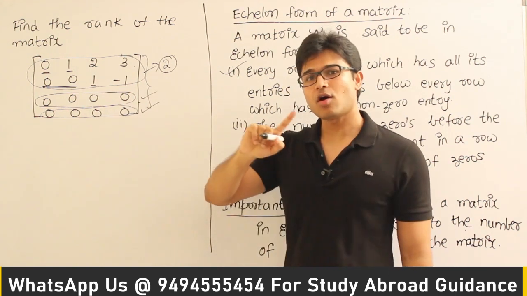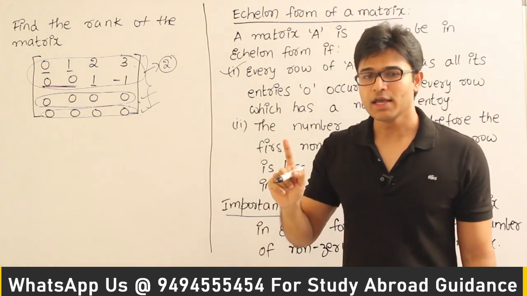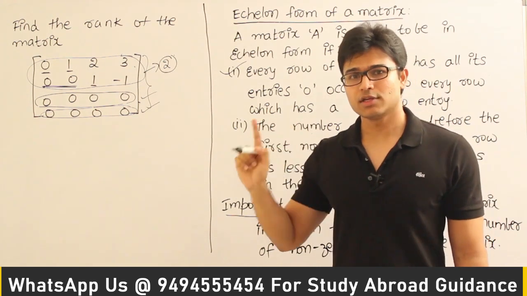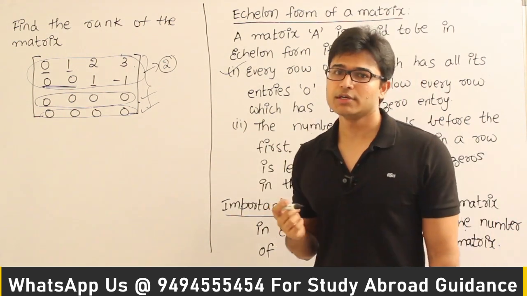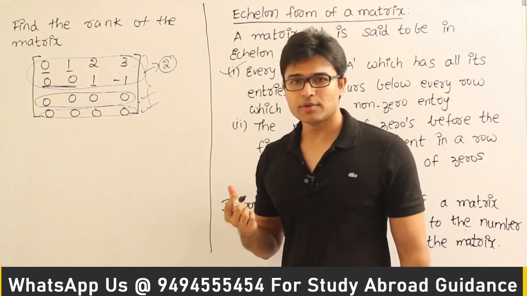Again, it is going to have all zeros in one of the rows. Therefore, even the determinant of every 3 by 3 submatrix is also going to be zero. Therefore, rank cannot be 3.